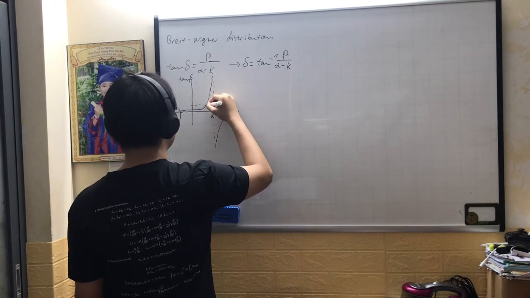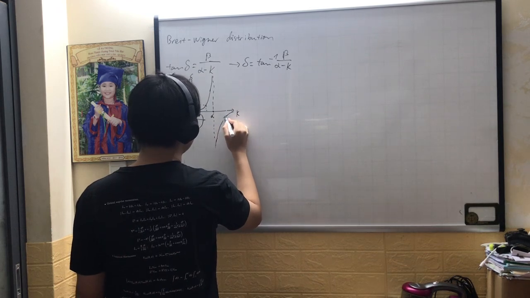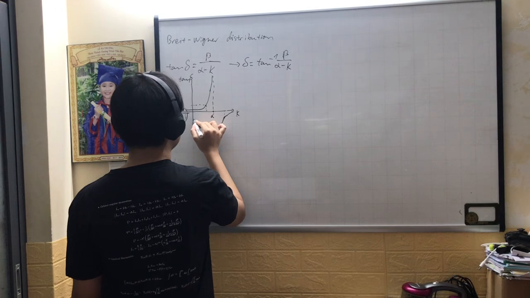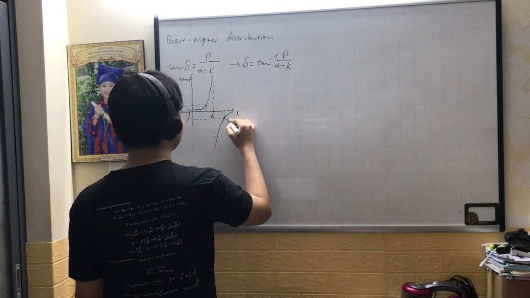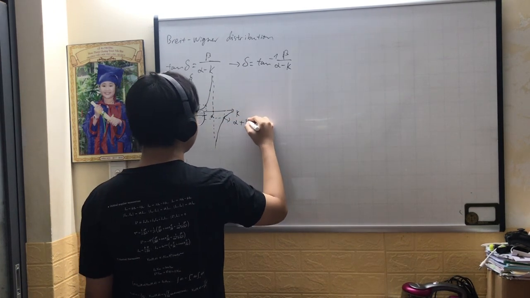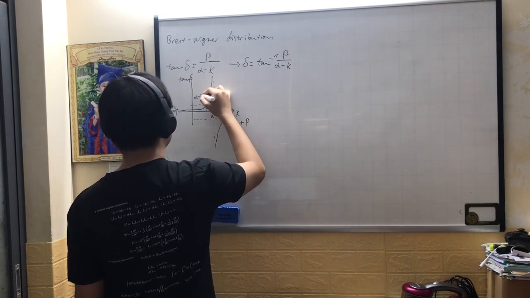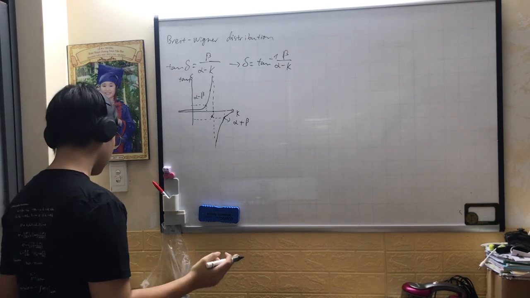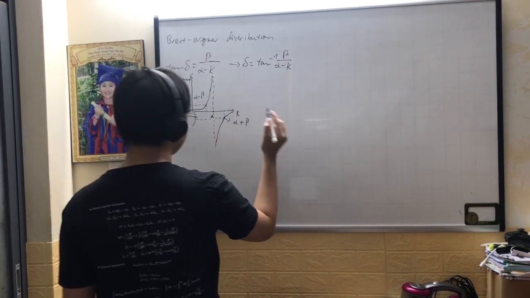Right. And the point where it jumped is most of the time pretty obvious to see. So this point would be alpha plus beta, and this is alpha minus beta. Okay, so there we go. This is your plot for tangent delta.